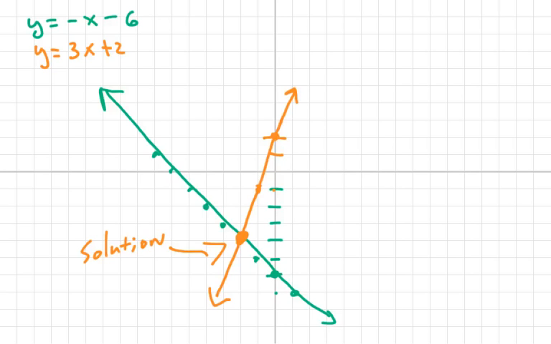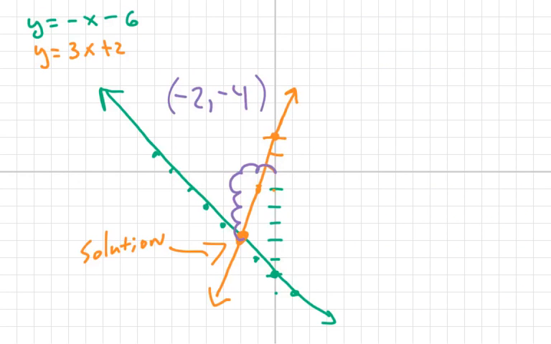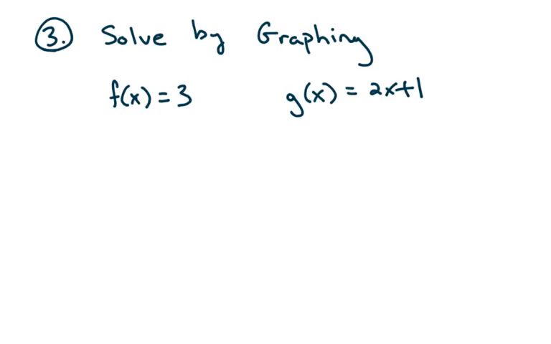So what is our solution? Well, we can see we go, let's do this in a different color, we go over 2, so that's negative 2. We go down 1, 2, 3, 4. So the solution is negative 2, negative 4, which you should be thinking, well, yeah, that makes sense, because earlier we said these are the same equations. Negative 2, negative 4 is the solution. So there we have it. All right, let's move on.